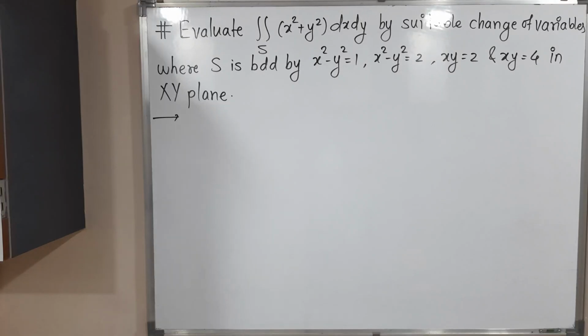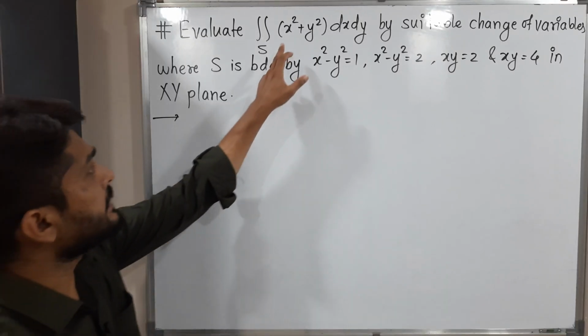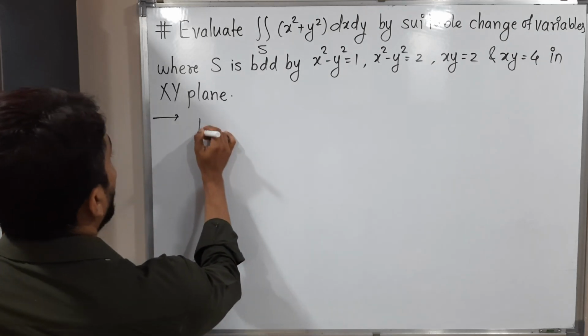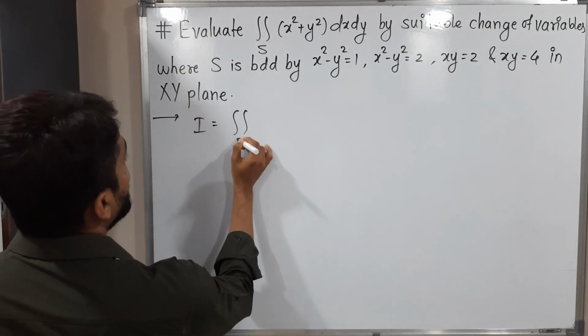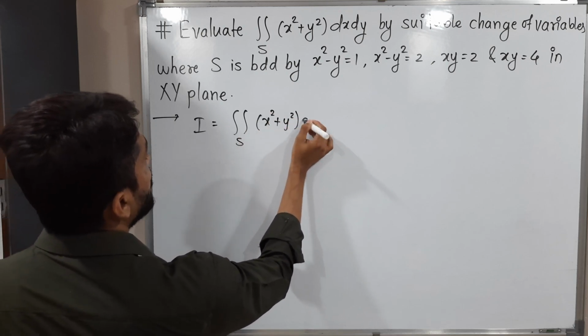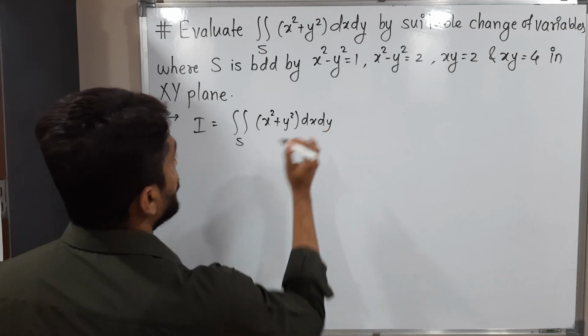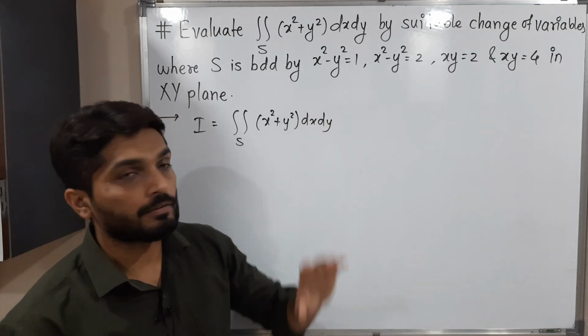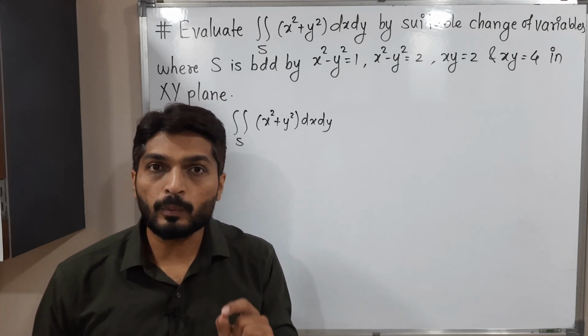Hi everyone, in this video we are going to solve this double integration. Okay, so let us write the integration first. I is equal to what they have given, double integration over S of x square plus y square dx dy. So region S is in the xy plane, which is bounded by these four different curves. So they have added one condition.